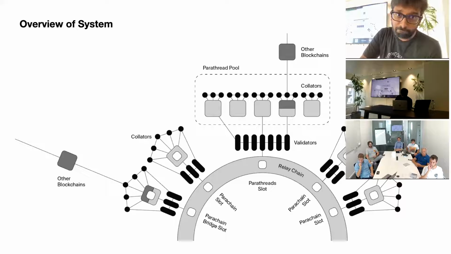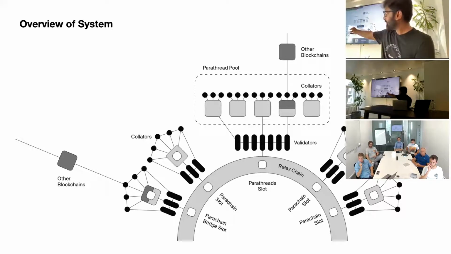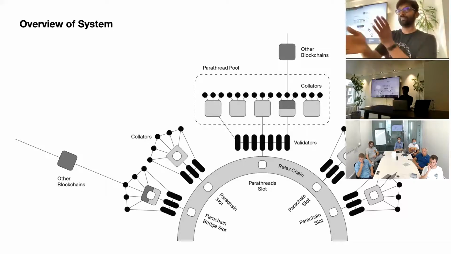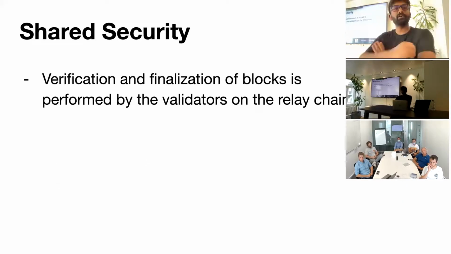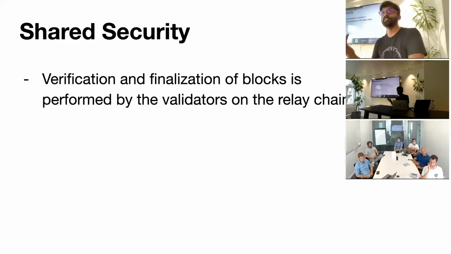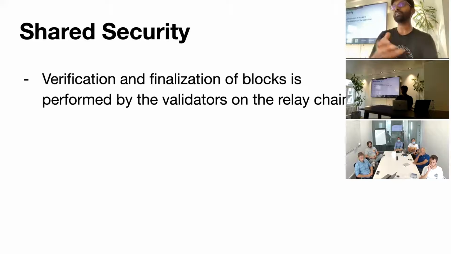You can also see bridges to the left. They have a special slot called the parachain bridge slot. There is a parathread slot where you have a bunch of blockchains competing against each other to put their block onto the relay chain. Verification and finalization of blocks is performed by the validators on the relay chain. Right now there are 297 validators on Polkadot. They're randomly assigned to individual parachains, and they do the work for them in ensuring security.